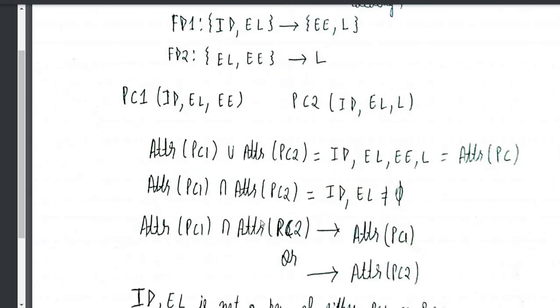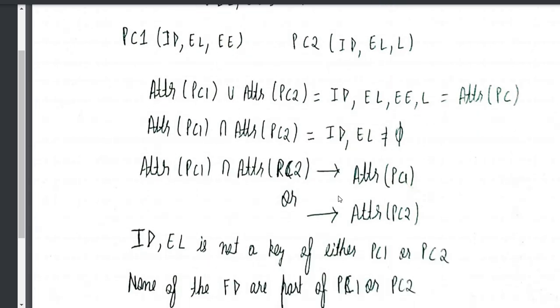So I've checked the following conditions. First, the attributes of PC1 union the attributes of PC2 should give the whole relation, that is the attributes of PC, that is pollution control. So the first condition is satisfied, we get all the attributes. Now for the second, we have to find the intersection, and it should not be null. So here it is ID and EL, that is factory ID and emission level, it is not null. So the second condition is also satisfied.